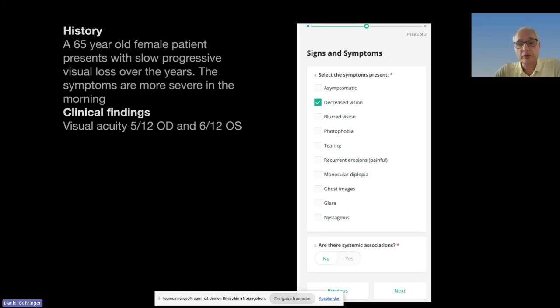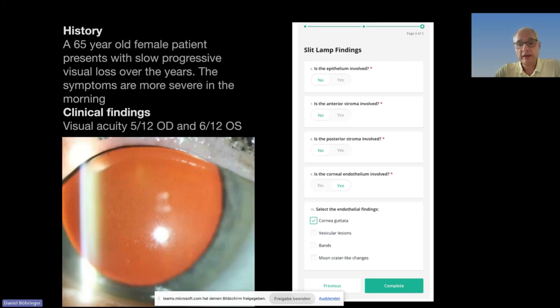Then we move to the next page, and here are the clinical signs and symptoms, and we only know that she has decreased vision, and none of these others are reported. So we only click the decreased vision, and no systemic associations are mentioned. We go to the next and last page of the questionnaire, and here we have to enter the slit lamp findings, and in this case it's only the endothelium that has these guttae. You can see it in the backlight from the fundus reflection the easiest.